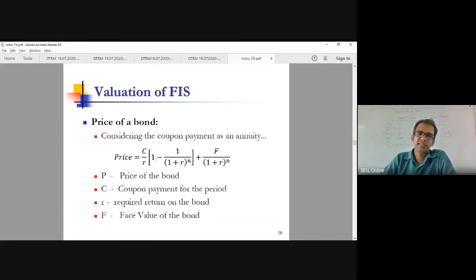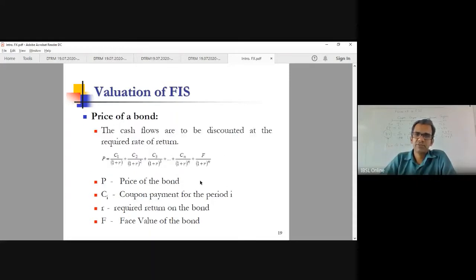Because this is easy. Assume you get a 10-year bond with semi-annual coupons. How many cash flows will you get? You get 20 cash flows. Why? Every 6 months there's a coupon payment. So if you had to use this equation, you would have to calculate 20 cash flows and calculate the present value of all these cash flows.